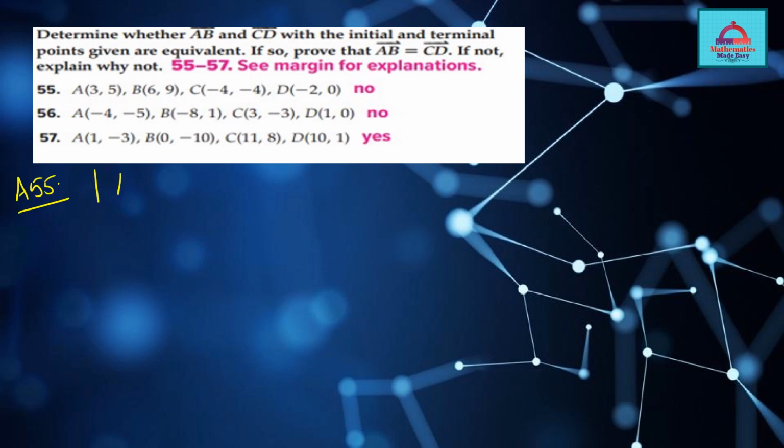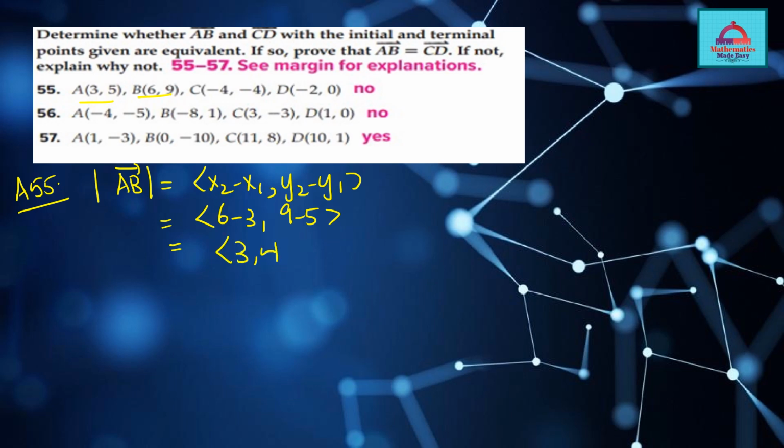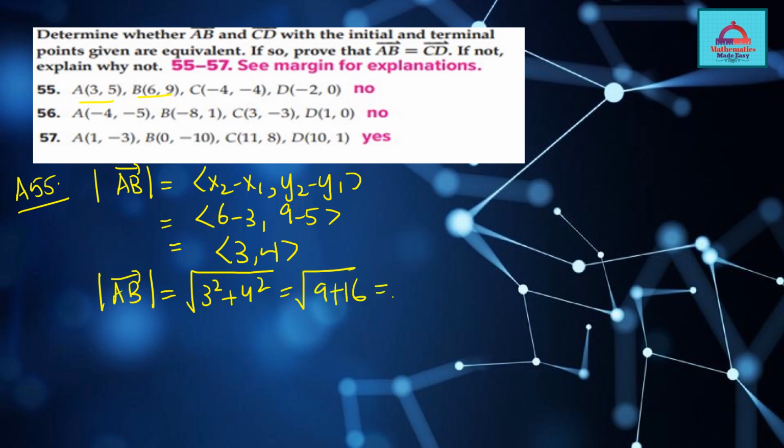First we calculate the vector AB, which is x2 minus x1, y2 minus y1. A is given, B is given, so it will be 6 minus 3 comma 9 minus 5, which is equal to 3 comma 4. Similarly, the magnitude of AB would be the square root of 3 square plus 4 square, which is 9 plus 16, which is square root of 25, which is 5 units.